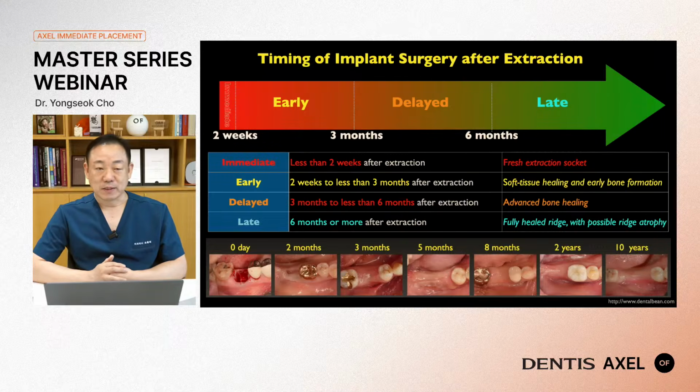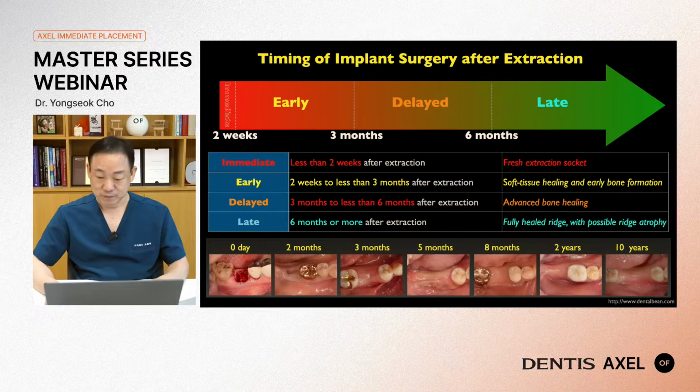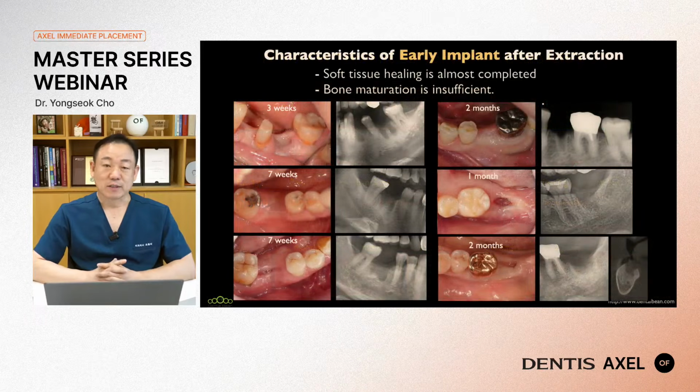Depending on extraction time, we can see different conditions of the extraction socket. Sometimes we expect soft tissue healing, and when enough time has passed, we expect hard tissue healing also. What are the characteristics of early implant after extraction? In this time, within 3 months after extraction, soft tissue healing is almost completed. However, bone maturation is insufficient.